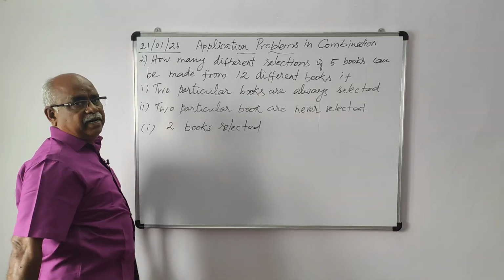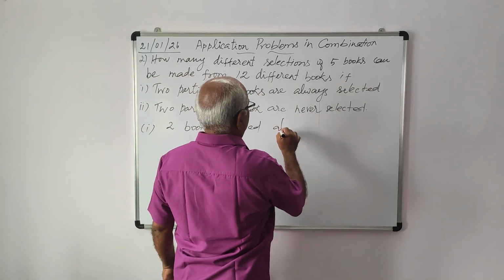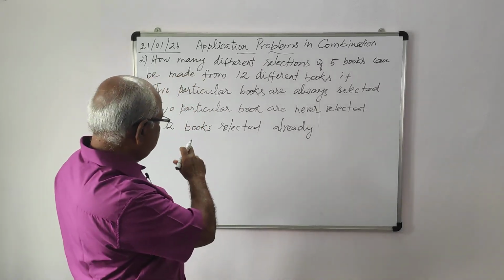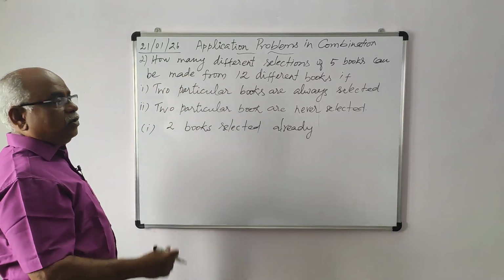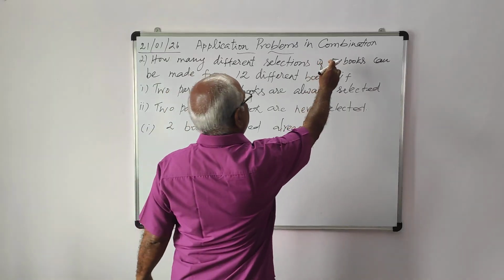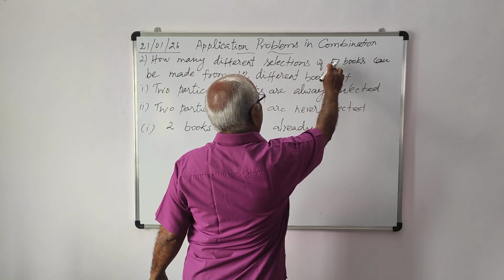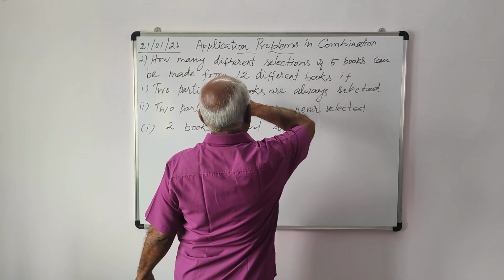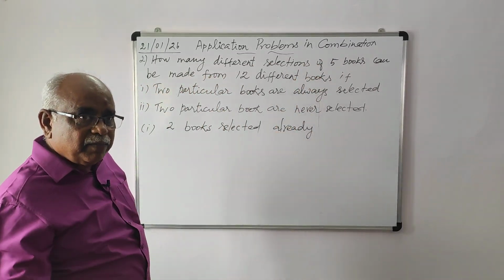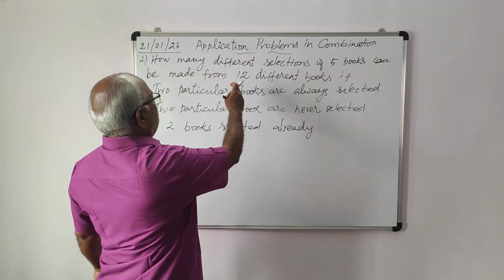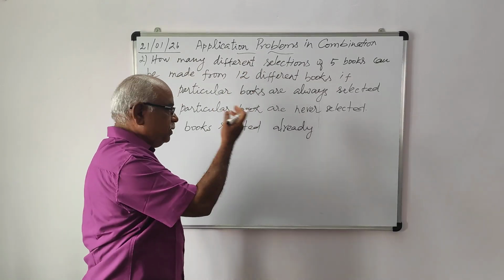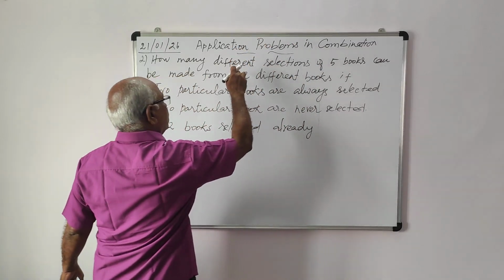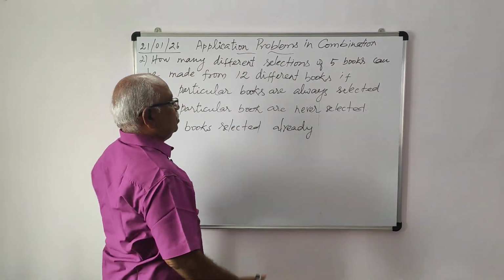2 books selected already, because these 2 particular books are always selected. So, the remaining 3 books can be selected. Out of 5 books, you have to select 5, and you have selected already 2 books. Therefore, the remaining 5 minus 2, 3 books are to be selected from the remaining 10 books, because out of 12, 2 books have been selected already.